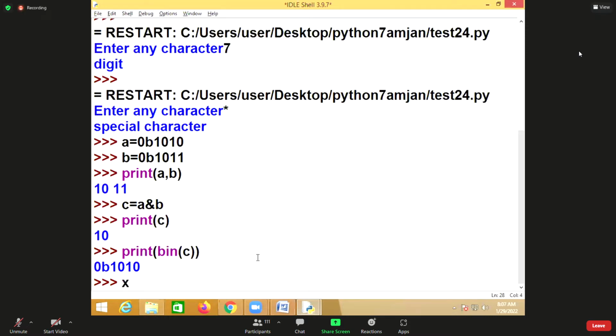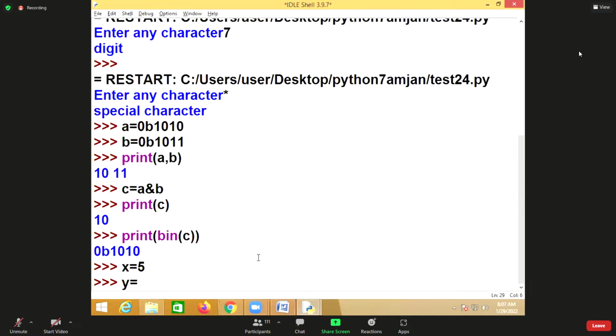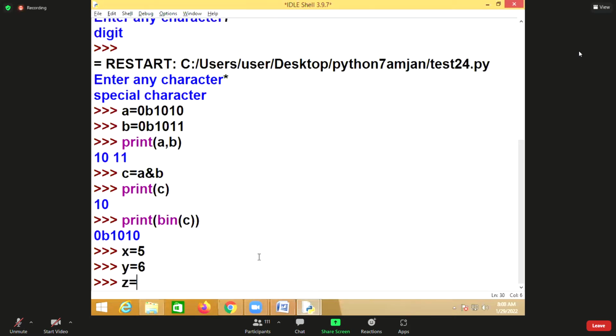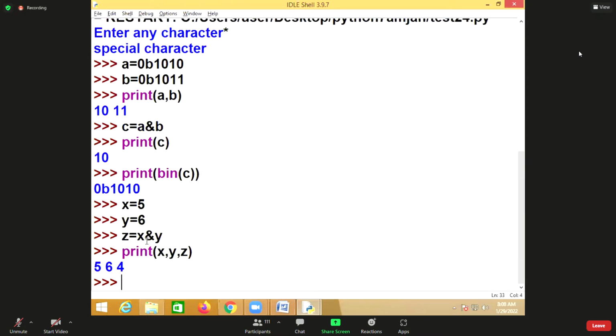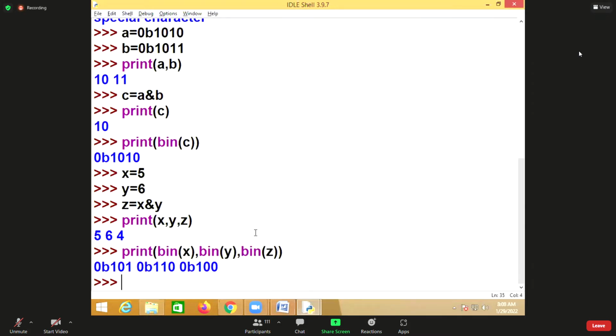Suppose x equal to 5 and y equal to 6, and z equal to x and y. Now I try to print the x value, y value, and z value. The x value is 5, the y value is 6, and the z value is 4. Now you can print the binary equivalents of x, y, and z. The binary of 5 is 101, and 6 is 110. So 101 and 110.